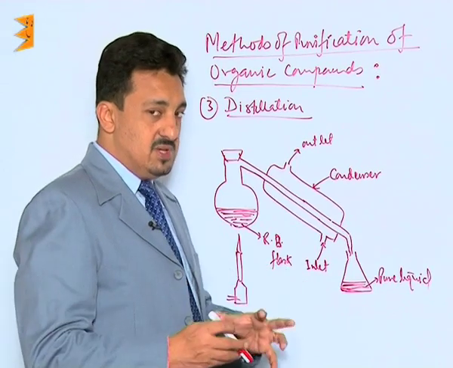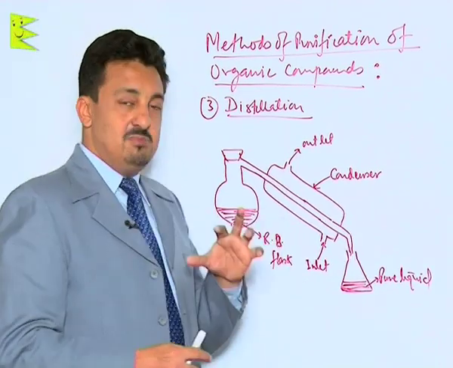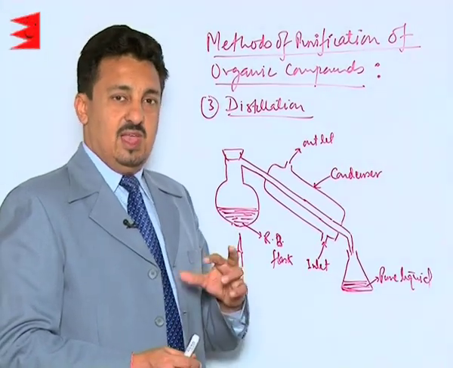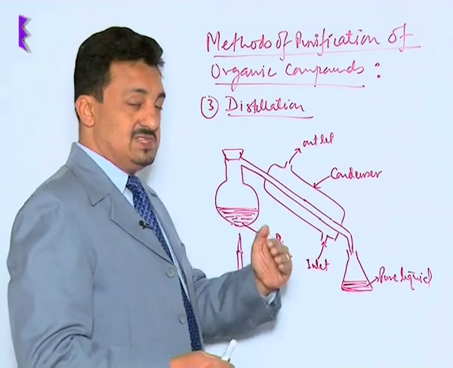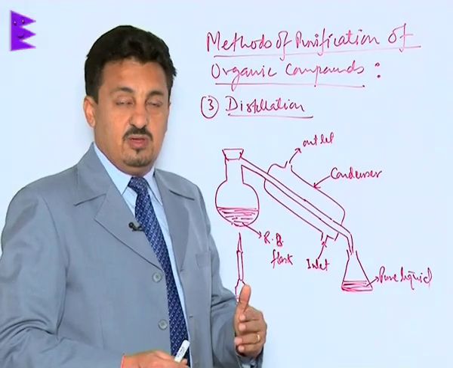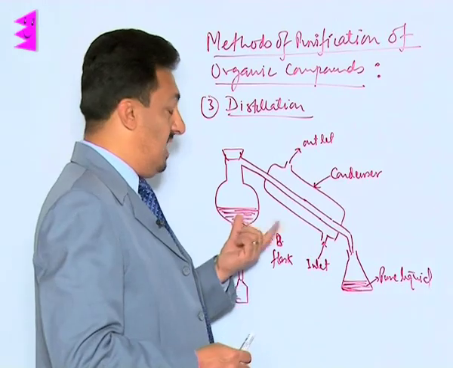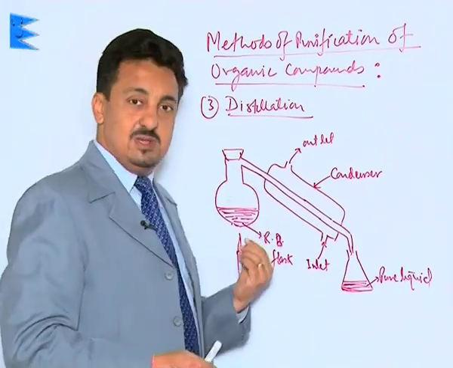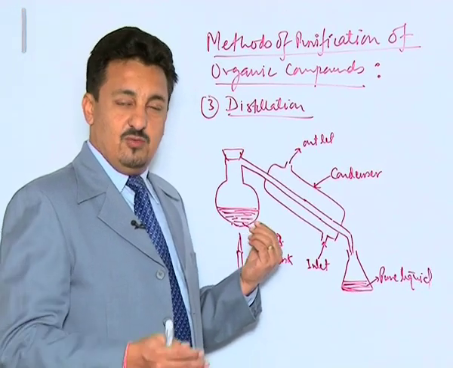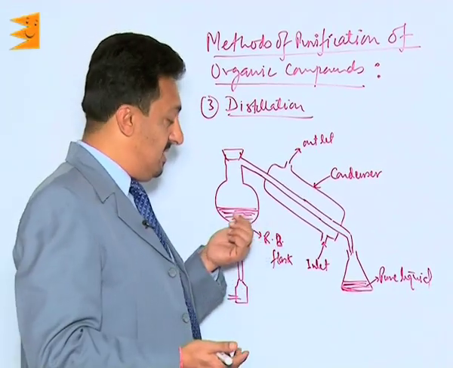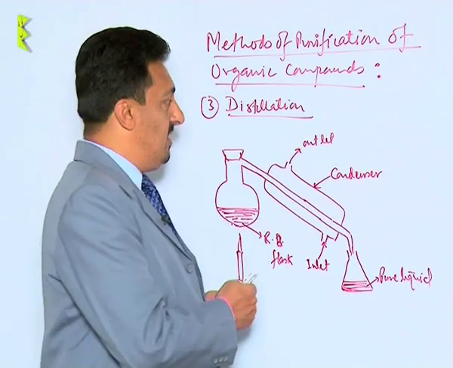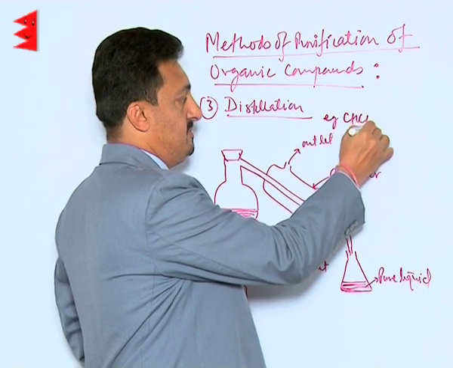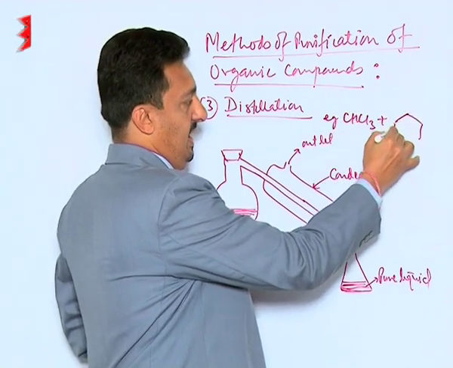So this basic technique is mainly used for those liquids which are miscible, having different boiling points, and we know that the vapor state is always richer in the more volatile component. So the one with the lower boiling point, more volatile, gets easily separated out, and the one which is less volatile or has a higher boiling point remains in this flask. And the best example to understand this is the separation of chloroform and aniline.